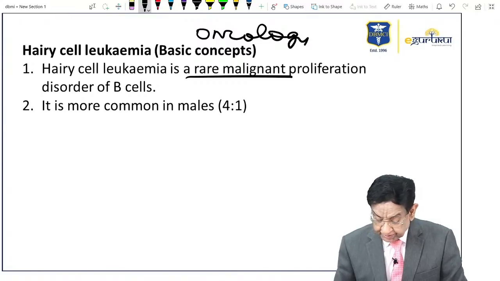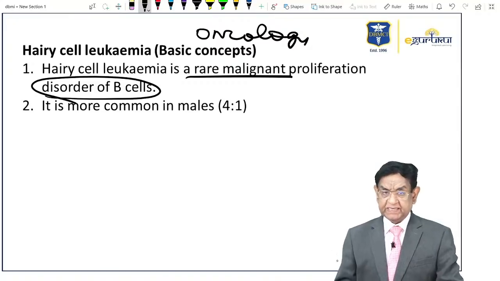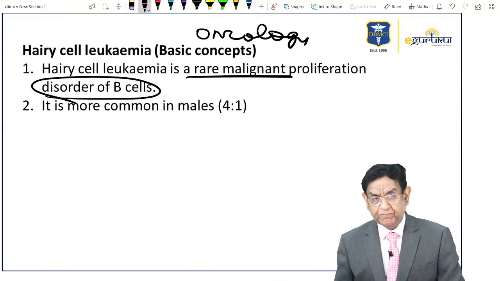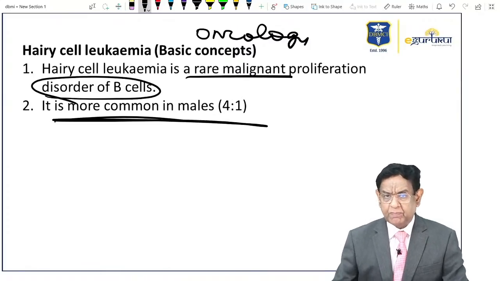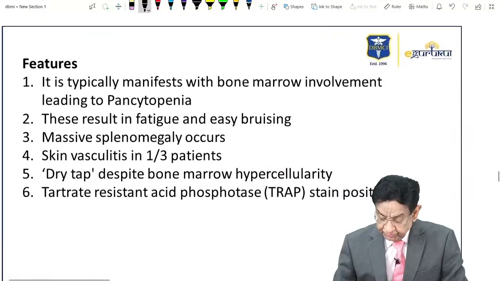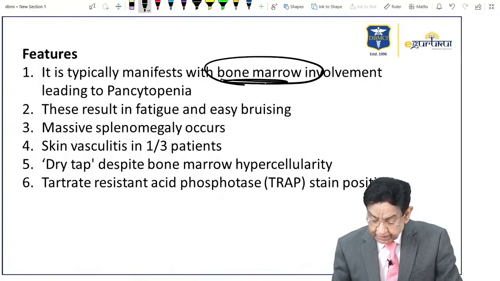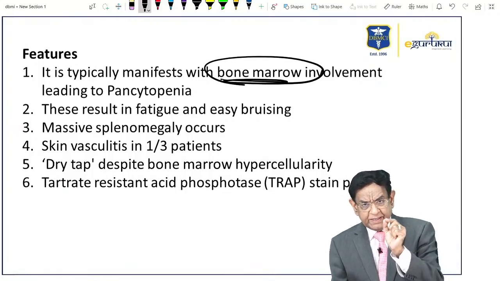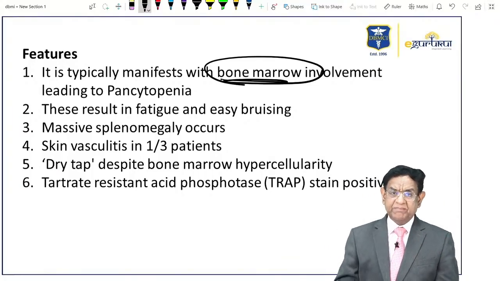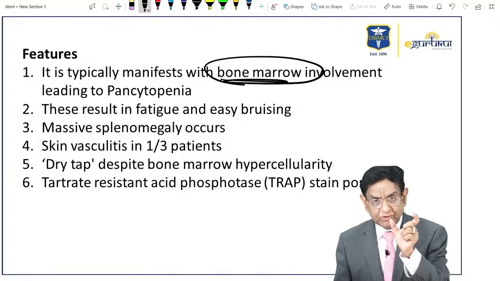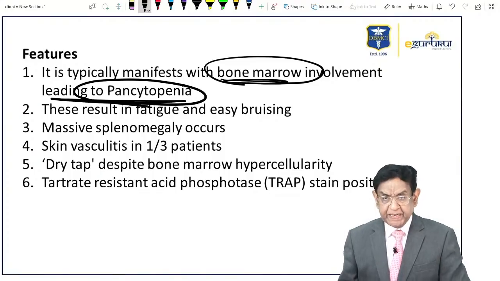It's a rare tumor of B cells. Point to be noted, again a B cell, which is the feature of all lymphoproliferative disorders. More common in males, much more common in males. Features: here the bone marrow is involved. Point to be noted, it's the bone marrow involvement, not the bones as such, as happens in multiple myeloma. So it's not in the bone, it's the bone marrow that is involved, and that leads to pancytopenia.